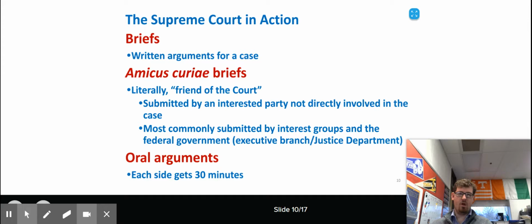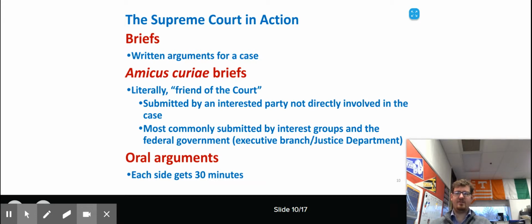So oral arguments in the Supreme Court are incredibly limited. Almost all of the information is presented in writing from any concerned parties. This is where interest groups and grassroots organizations, private citizens, other lawyers, other judges and whatnot can present their cases.